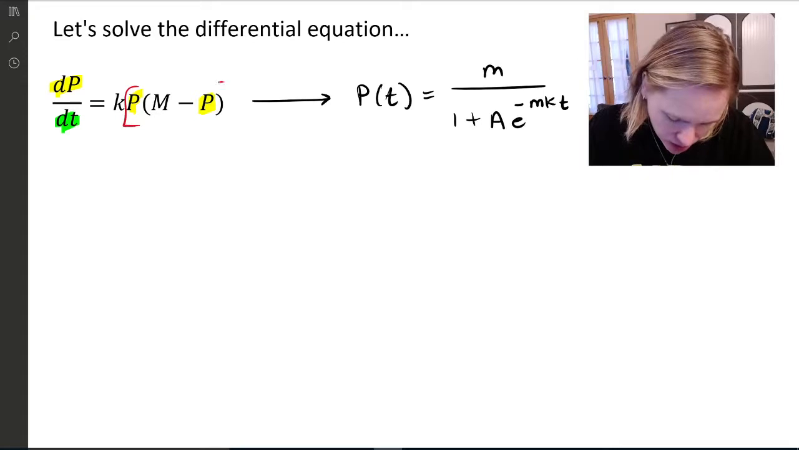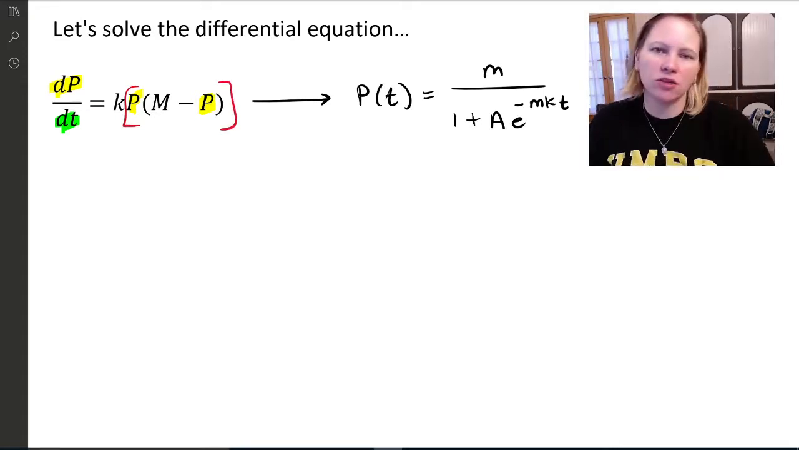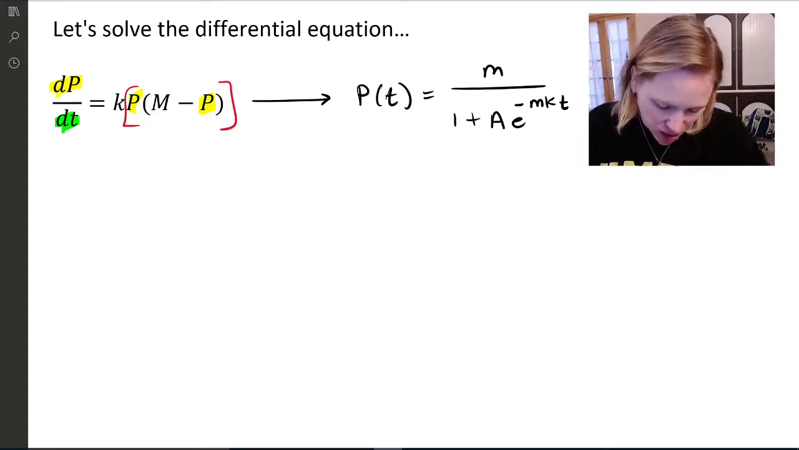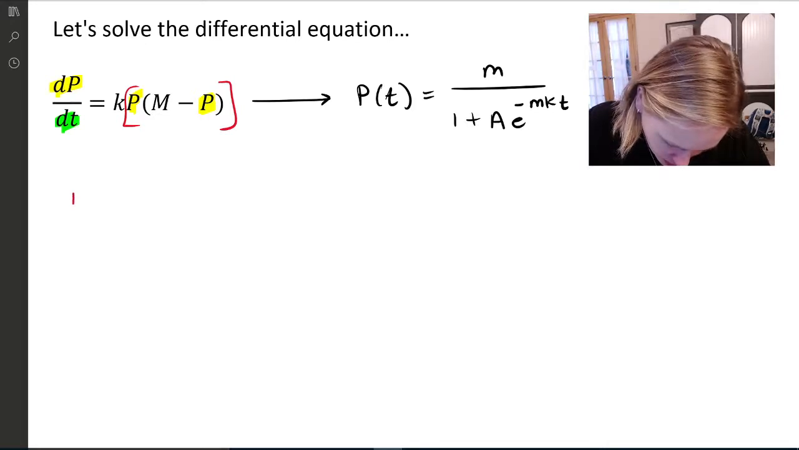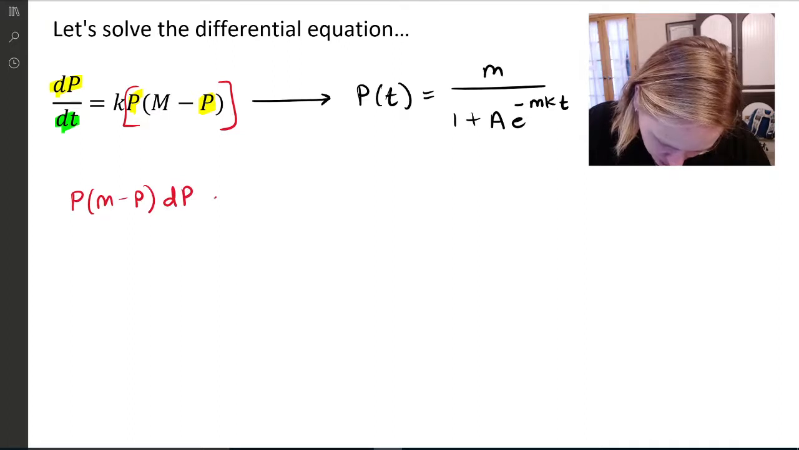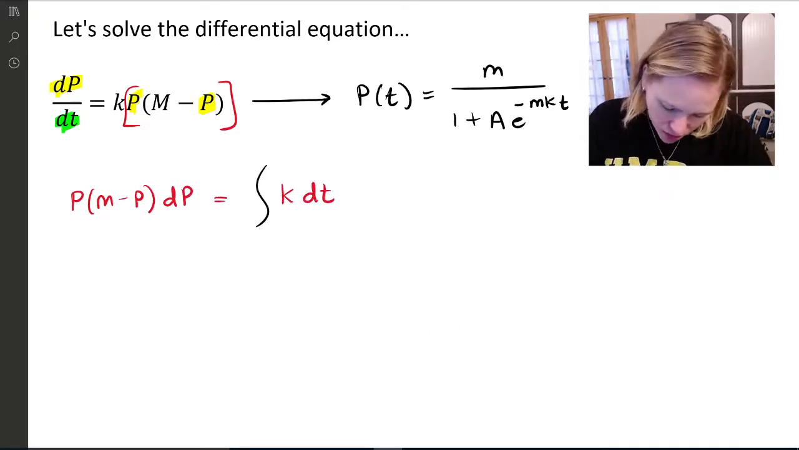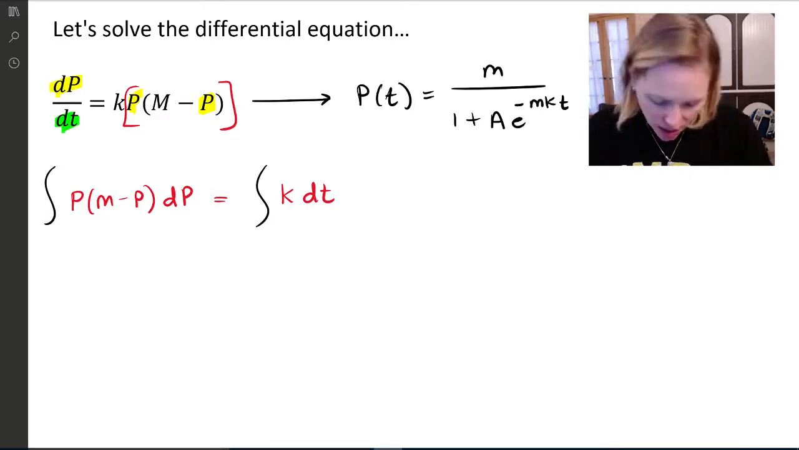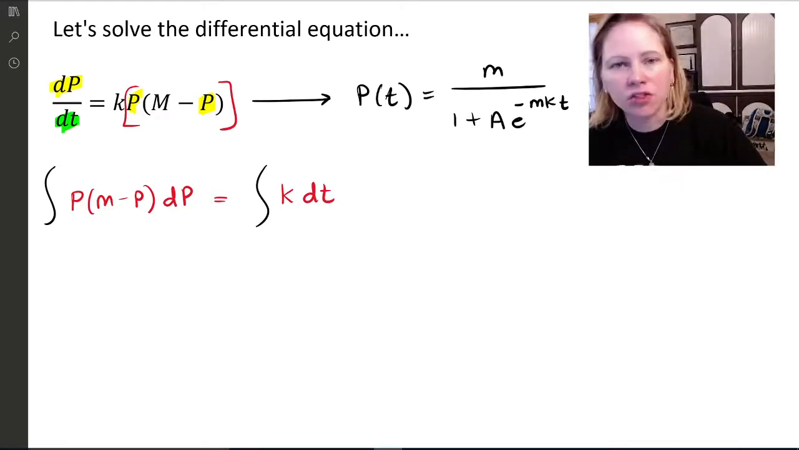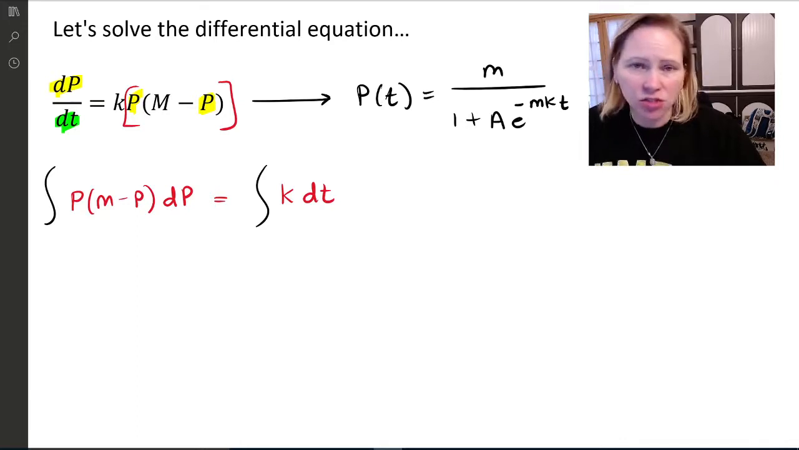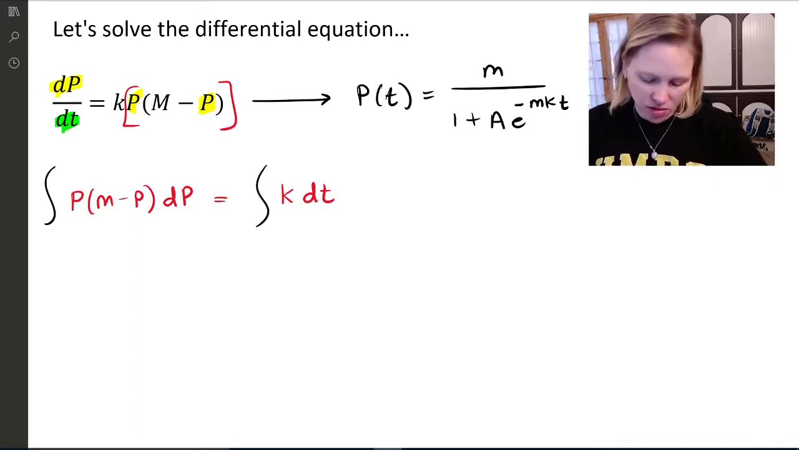So what I'm going to do is divide this entire quantity over to the other side. I'm going to put dt on the right-hand side, and it looks like this. I'll get p times (m minus p) dp equals k dt. Now I'm ready to integrate both sides. When I integrate the left side, this is where I'll have to use my partial fractions. The right side just turns into kt plus c, so I'm going to do that last.